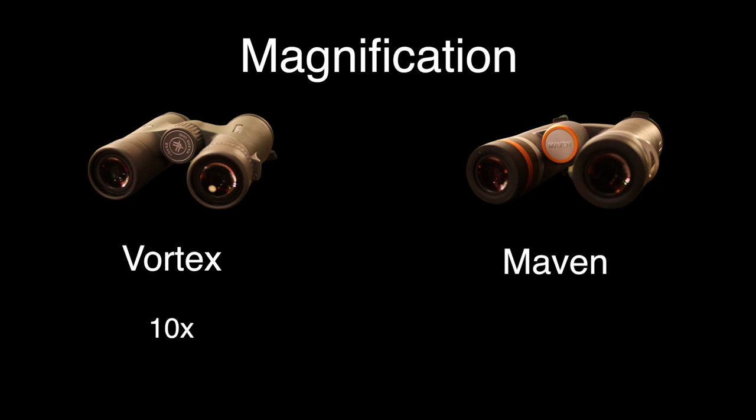Moving beyond that, the magnification on the Vortex is 10 times, so you're going to see things as if they're 10 times closer than what they really are. With the Maven B2, it's 11 times, and that's kind of an oddball magnification. Usually it's 8 or 10 or 12, but with the Maven B2s, they do 7, 9, and 11. And I actually like the 11.